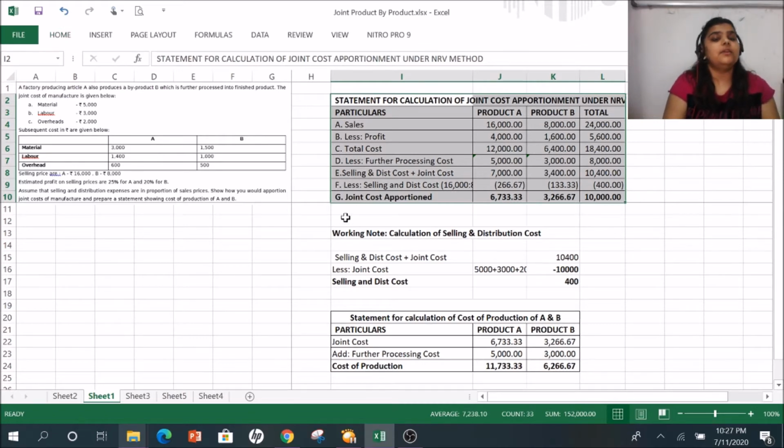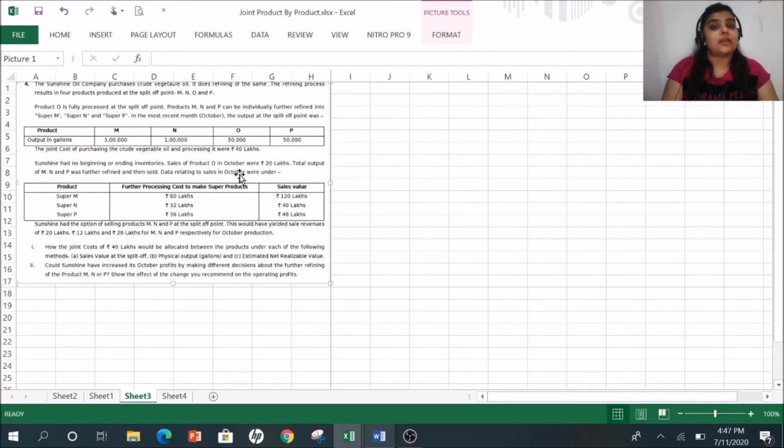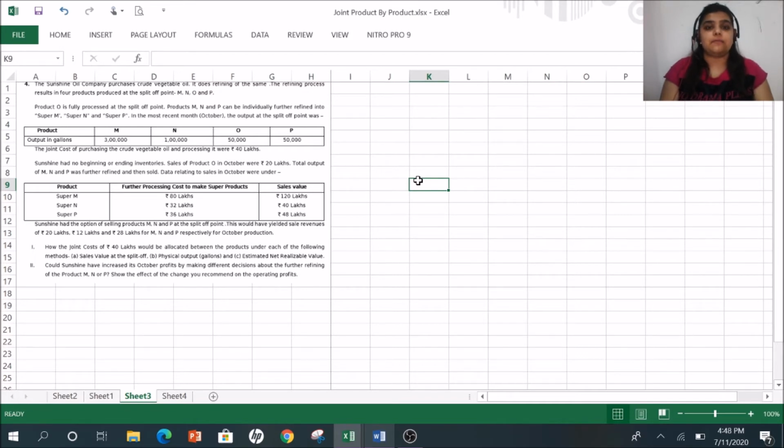So with this, we are done with this question. Now let us go ahead to the next question. This is a very interesting question, and I would say one of the favorite questions which the institute asks you. You will find it in almost all the books, and it also has a new part to it which I have not taught you till now. So, the Sunshine Oil Company purchases crude vegetable oil. It does refining of the same. The refining process results in 4 products produced at the split off point, that is M, N, O, and P.